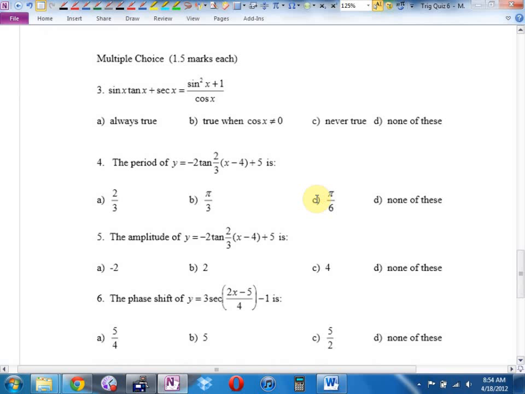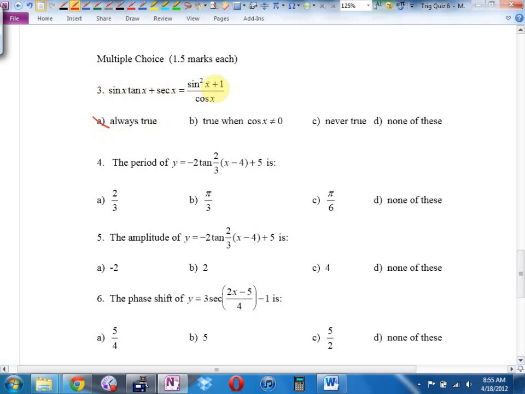Multiple choice. 1.5 marks each. Is this always true? Is it true when cosine is not equal to 0? Okay, first of all, can cosine be equal to 0, or will I end up dividing by a 0? If cosine worked out to 0, would I end up dividing by a 0? That's a restriction. I think this is going to be wrong. Always true, never true, none of these. I'm kind of suggesting none of these is also wrong. Let's find out. Let's see if I can rewrite this side as that, maybe.